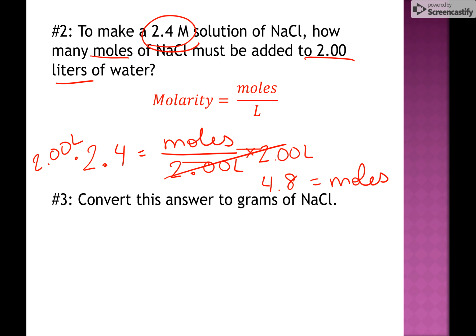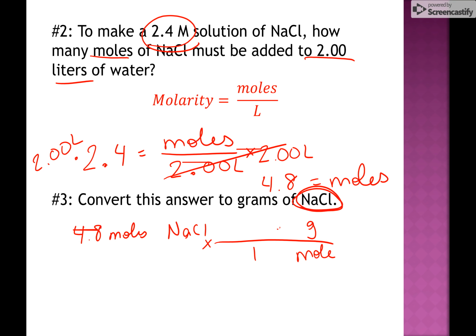Okay, now the next question says, convert this answer to grams of NaCl. So what you do know, though, is 4.8 moles of NaCl. So all you have to do is convert like you've always done. Moles is on top, so I'm going to get rid of moles by putting it on bottom. I'm going to put 1. I want to find grams, so I'm going to put grams on top. Now, the way I know what number goes here is I find the molar mass of NaCl. That is 58.44 grams. I do my math, and the answer is 280 grams.